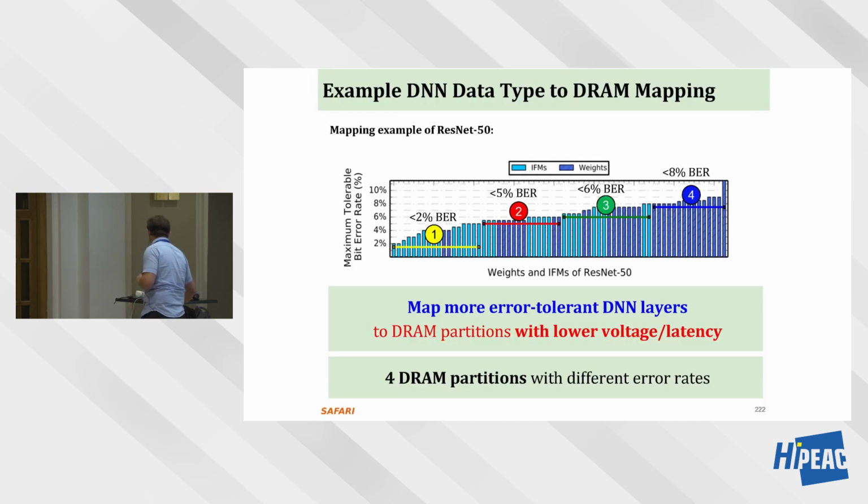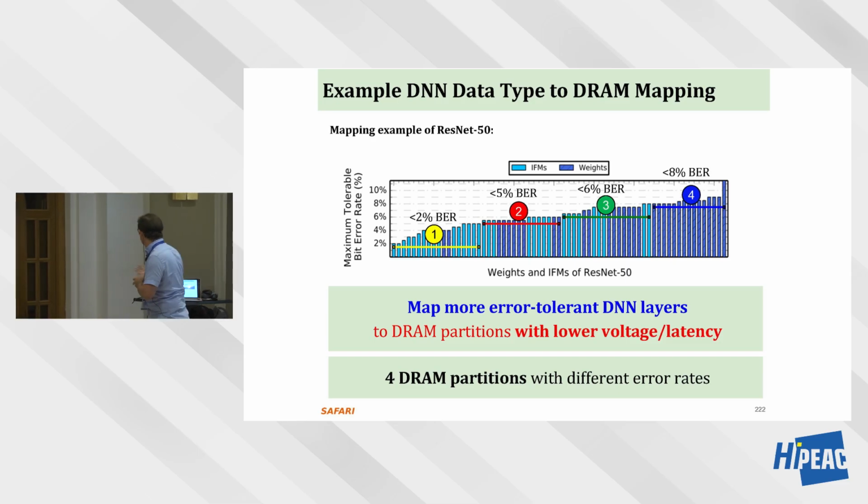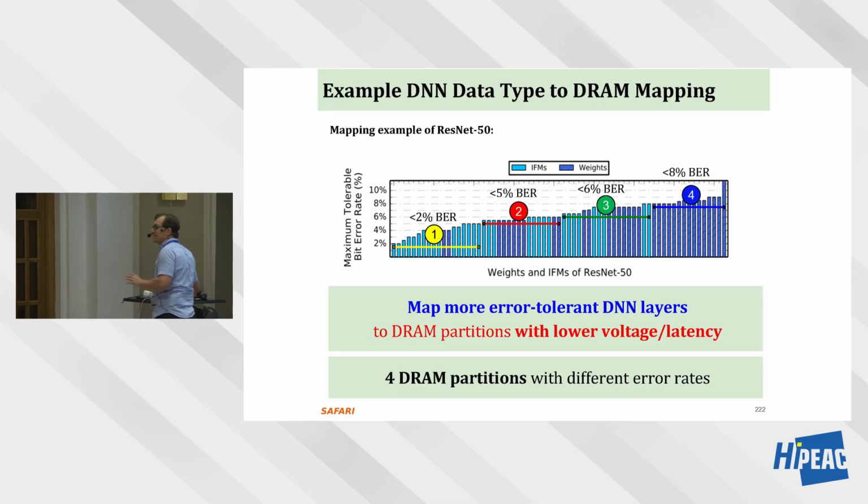Let me give you an example. This is one particular network, ResNet. It's a small one, yes, but a lot of networks have these properties. These are the weights and input feature maps of different layers, as you can see over here. The y-axis shows the maximum tolerable bit error rate for that particular layer. This is sorted based on the maximum tolerable error rate going low to high. You can see that some layers are not tolerant to errors, some layers are very tolerant to errors. So bit error rate is much higher over here.